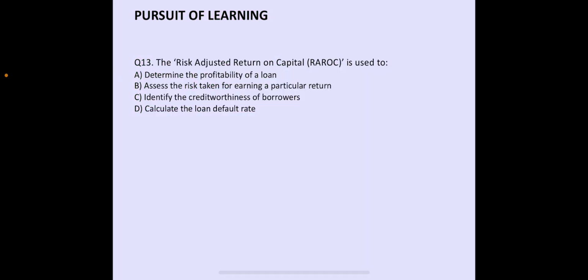13th question. Risk adjusted return on capital is used to: option A, determine the profitability of a loan; B, assess the risk taken for earning a particular return; C, identify the creditworthiness of borrowers; D, calculate the loan default rate. So the correct answer is assess the risk taken for earning a particular return.